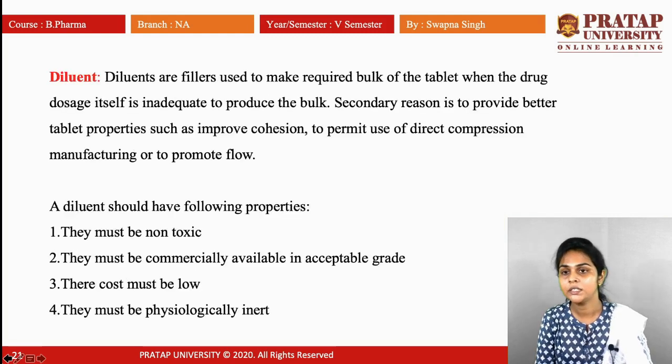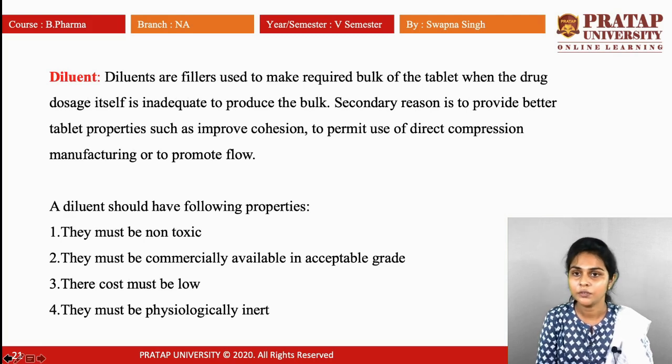So first one is diluents. Diluents, also known as fillers, are used to make the required bulk of the tablet when the drug dosage itself is inadequate to produce the bulk. That means there are some drugs which are viscous in nature, so they cannot flow easily from one place to another.